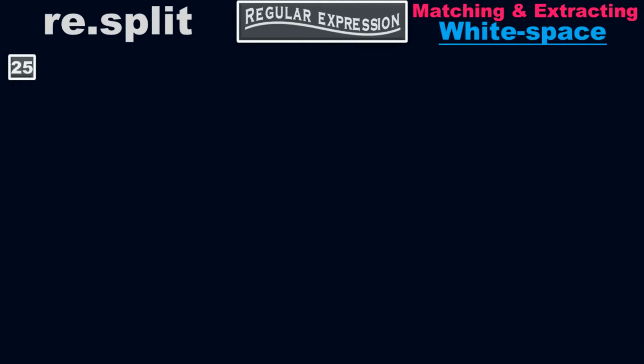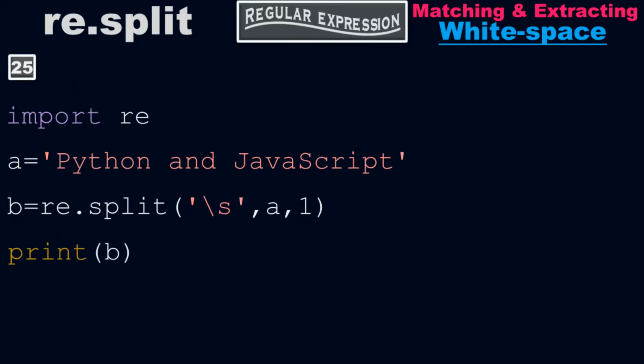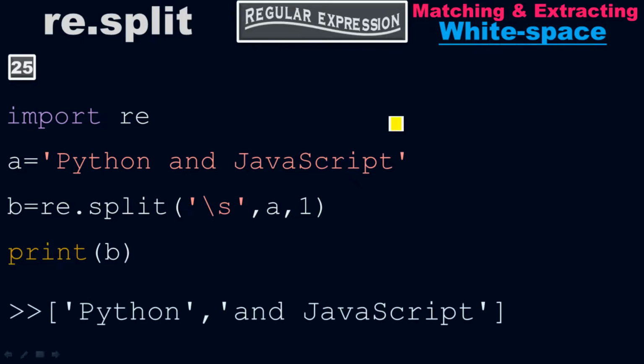Example number 25. Import the regular expression library. a equals to Python and JavaScript, b equals to re.split of backslash small s, comma, a, comma, 1, and then take the print of b. When you run it, you will get this output. Look here, again we are skipping the white spaces. We are dealing with a white space, but we are skipping it in the line of a.